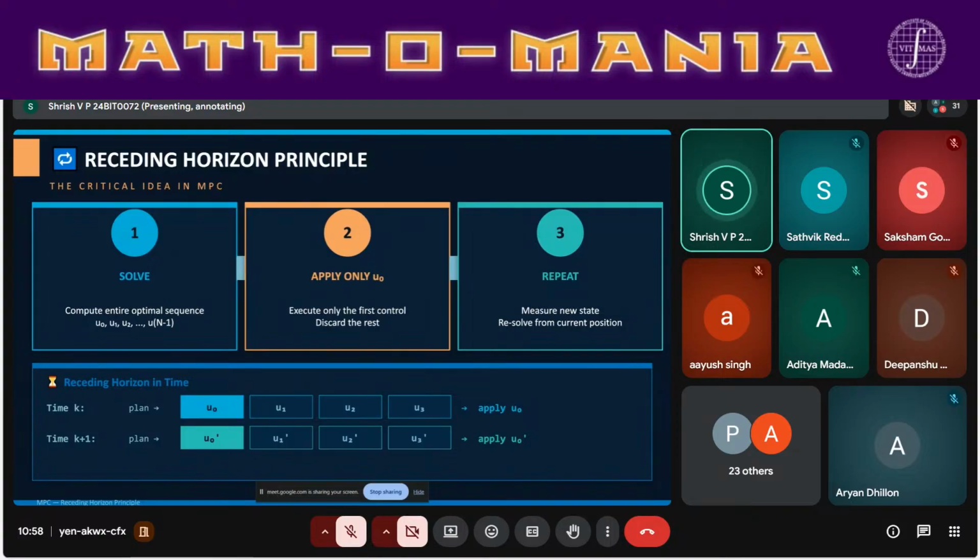Wind changes, sensors have noise, models are not perfect, so predictions made earlier may no longer be accurate and may no longer be the same after some time. So we don't follow a fixed plan, we continuously update the plan based on reality.